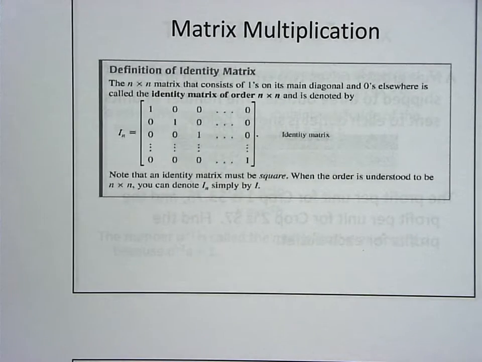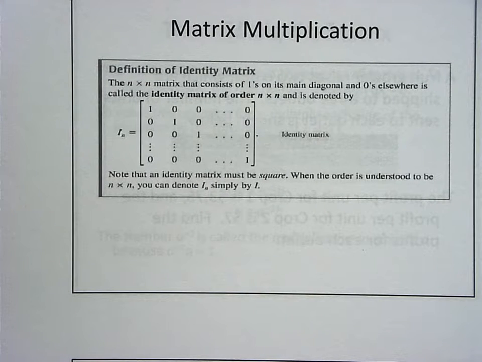All right. We actually already talked about the identity matrix a little bit. Identity matrix is going to be a square matrix always with the primary diagonal being 1 and everything else is zeros.